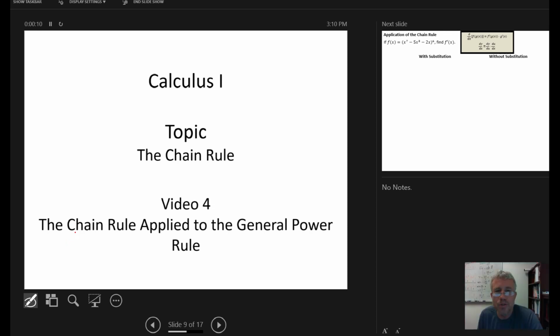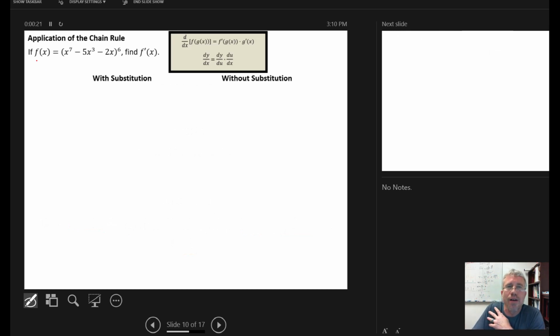So in this video, we're going to look at using the chain rule, and we're going to look at it in a case where we also have to use the general power rule. So we have f of x equals x to the 7th minus 5x cubed minus 2x. So we have a 7th degree polynomial, and that 7th degree polynomial is being raised to the 6th power.